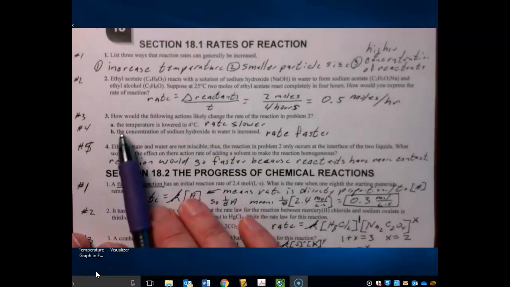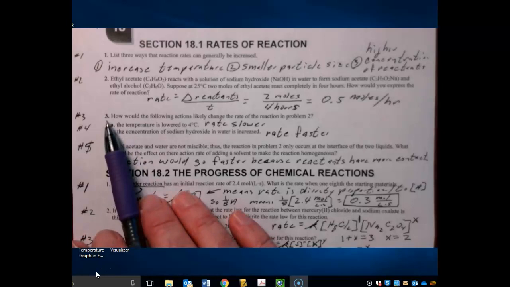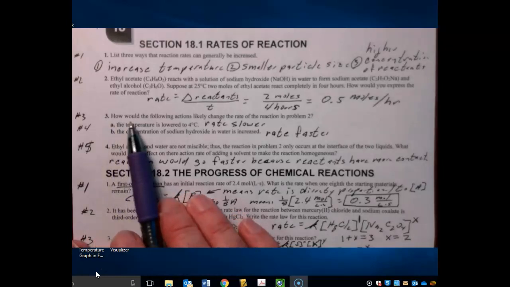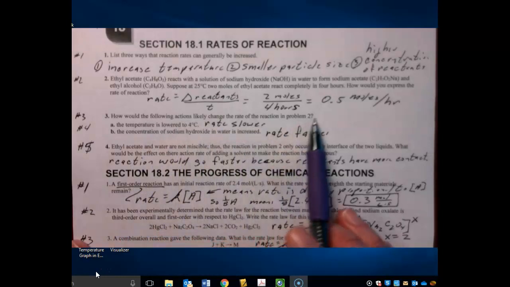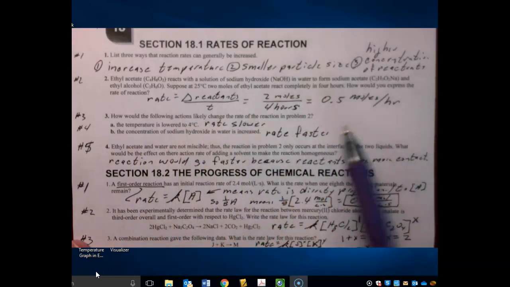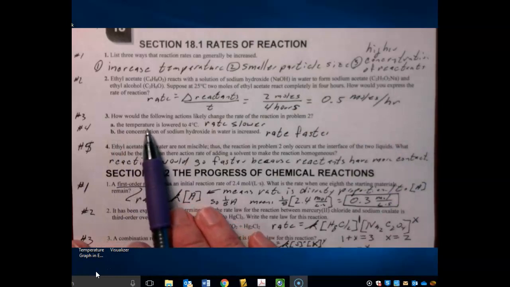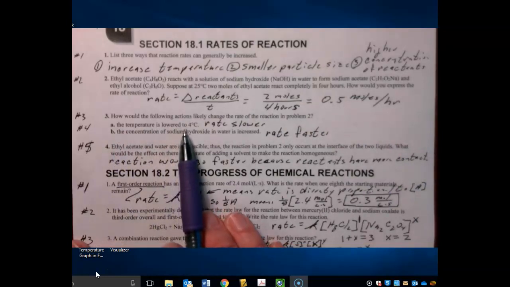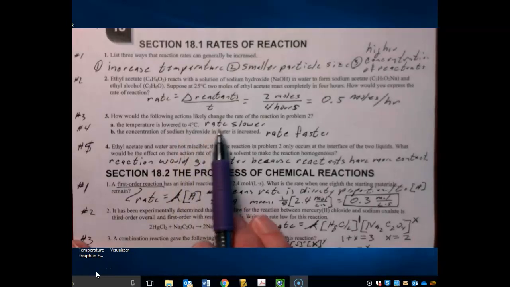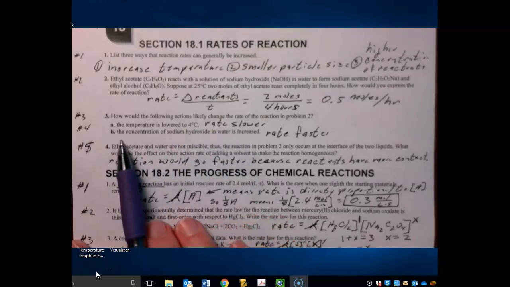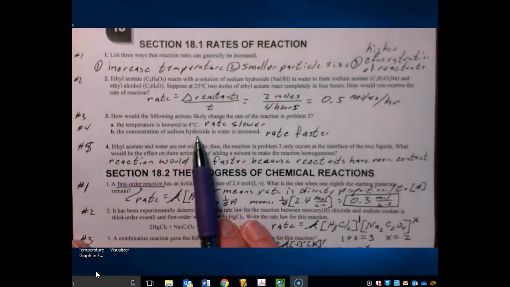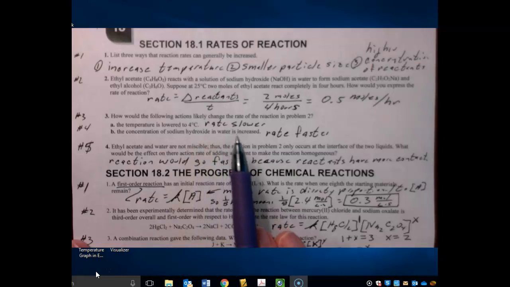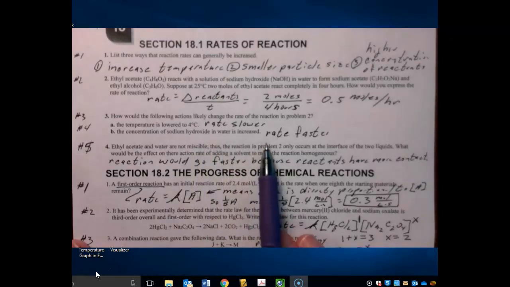Then number 3 and number 4 on the quiz were: how would the following actions likely change the rate of the reaction in problem 2, this reaction we were just talking about? A, the temperature is lowered to 4 degrees C. If you lower the temperature, you're going to make the rate slower. And then B, the concentration of sodium hydroxide, which was one of the reactants, is increased. That's going to make the rate faster.